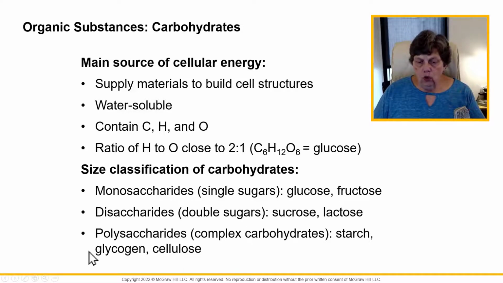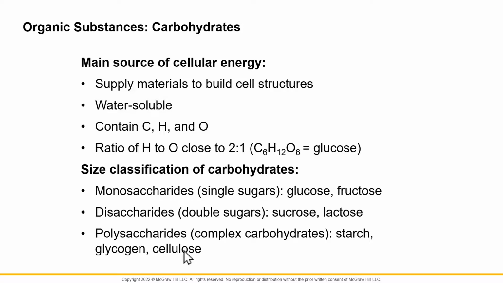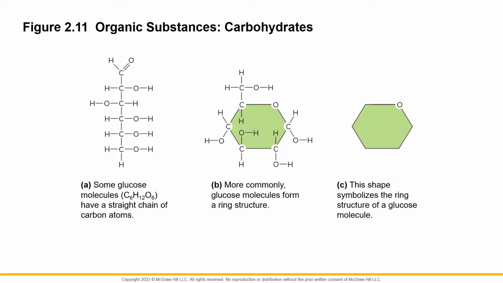Then if you have more, you call them polysaccharides, or many saccharides. These are the complex carbohydrates that you hear about. Starch. If you're an animal, you store your carbohydrates as glycogen. If you're a plant, you store it as cellulose, and it turns out to be kind of like the fiber that you're eating.